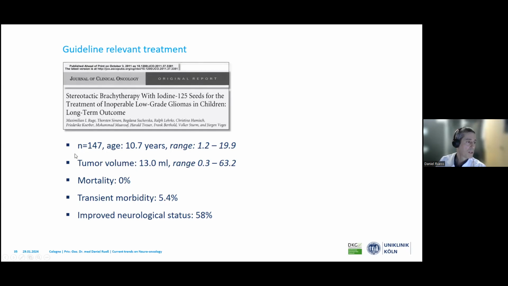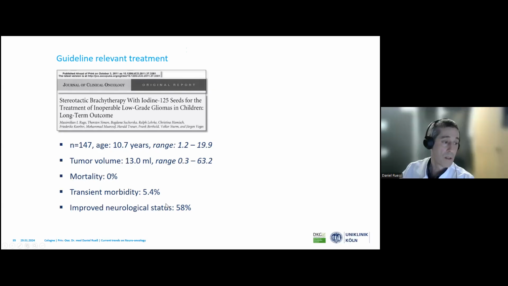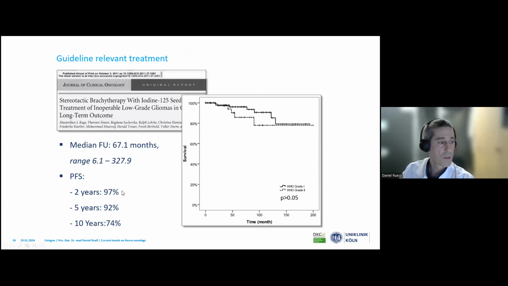And here in our series, it was nearly 150 patients where we have only a very small transient morbidity, and in most of the patients, the neurological state improved after implantation of the iodine seeds. And if you see the progression-free survival, then after 5 years with 92%, it is considerable results. There was not a difference between WHO grade 1 or 2. And so this is still a part of the current recommendations for treating gliomas in children.